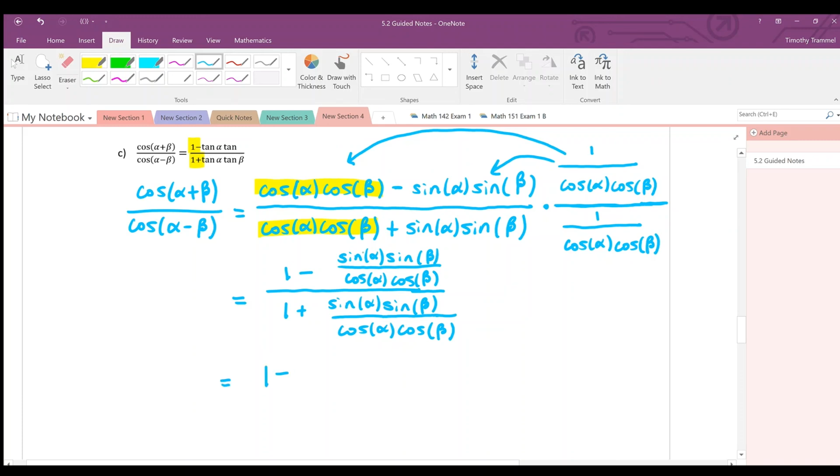And notice sine alpha over cosine alpha, that's tangent of alpha. And sine of beta over cosine of beta, that's tangent of beta. And in the denominator here, sine of alpha over cosine alpha is tangent of alpha. In fact, it's the same thing as what happened up above. We'll have tangent of alpha, tangent of beta. And we have now proved this identity.